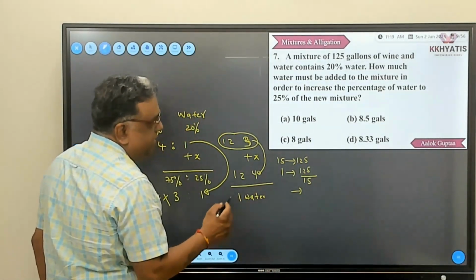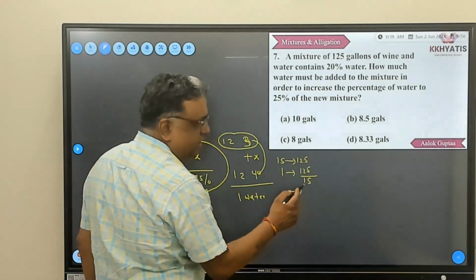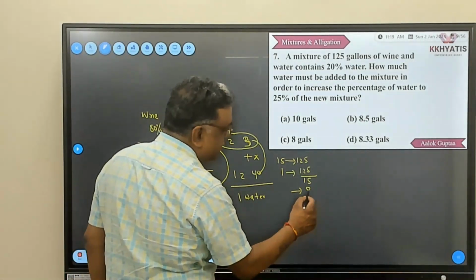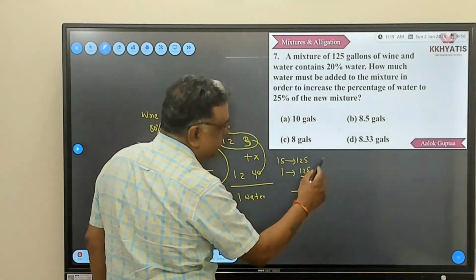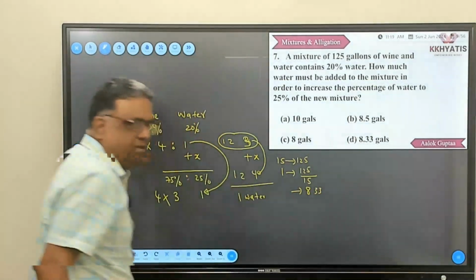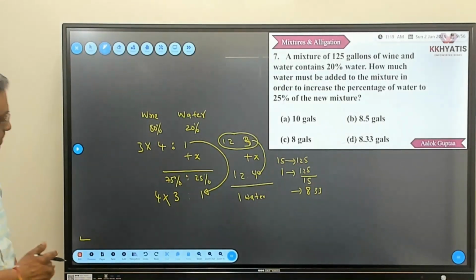So 125 upon 15 would be 15 into 8 is 120, 5 left over. 15 3s are 45. So without doing further, I will just click by looking at the options. Next.